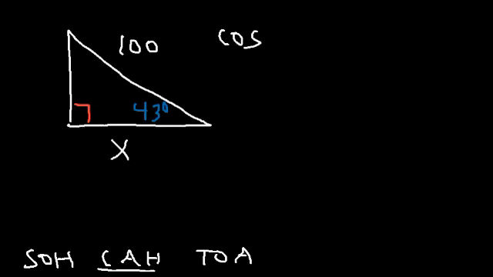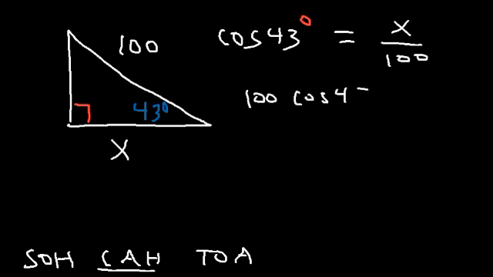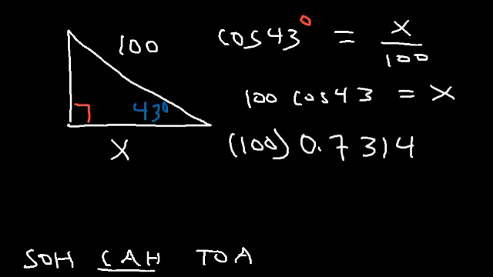So cosine theta, or cosine 43, is equal to the adjacent side x divided by the hypotenuse. So that's 100 cosine 43 is equal to x if we multiply both sides by 100. Cosine 43 is about 0.7314 times 100. That means x is about 73.1.